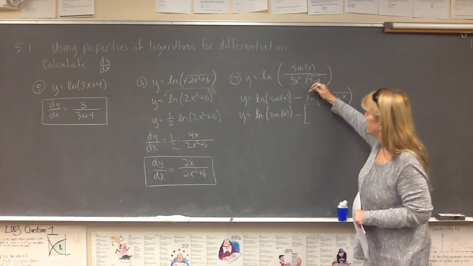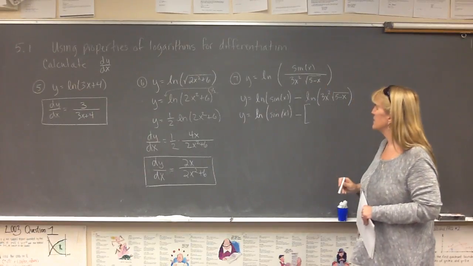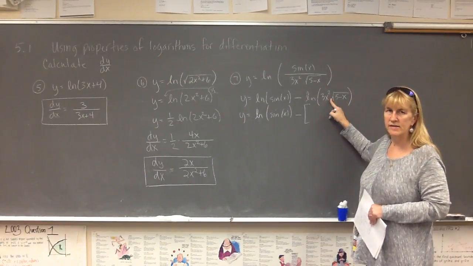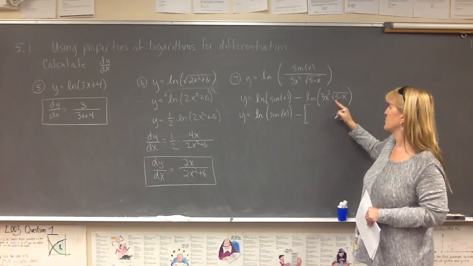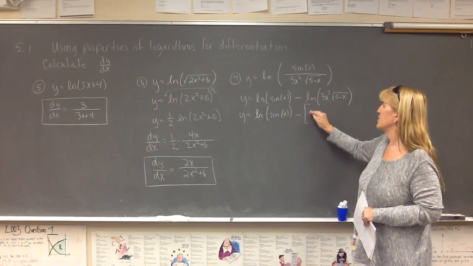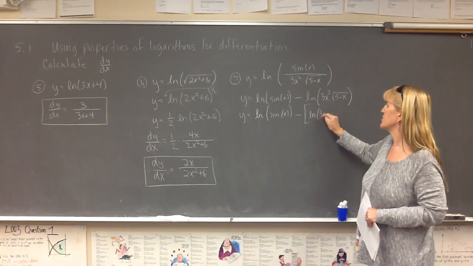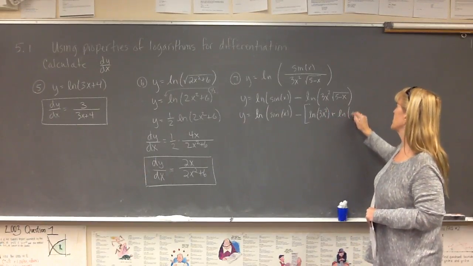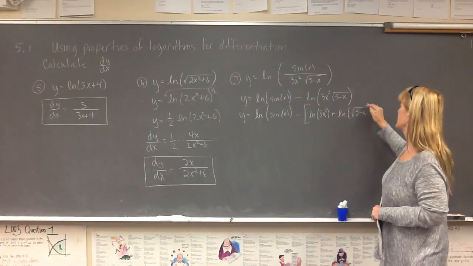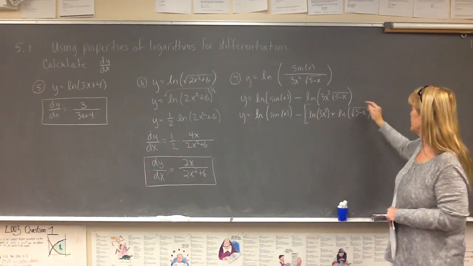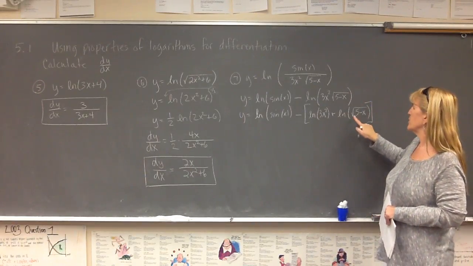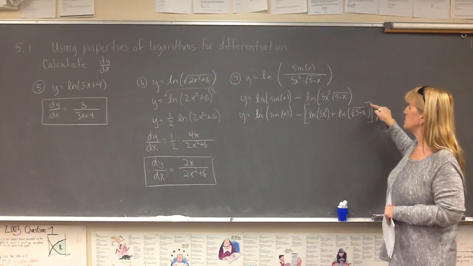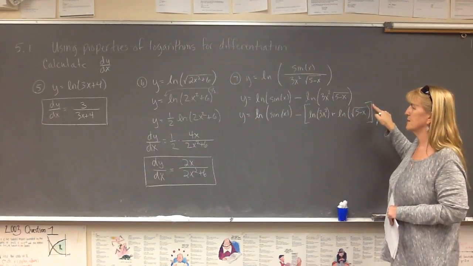Minus big bracket here. I don't know if you saw that natural log going up there. This is now a product of 3x squared and also the square root of 5 minus x. So I'm going to break this up into the natural log of 3x squared plus the natural log of the square root of 5 minus x. Now I'm hoping, and I'll close my bracket, you realize that that square root sign could have been written as an exponent right there.